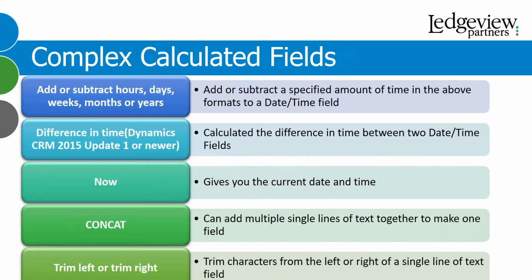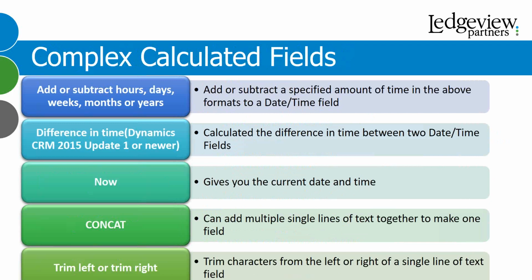Now, complex calculated fields, this is where it comes into utilizing the date and time fields. So you can actually add or subtract hours, days, weeks, months, or years from a field. So basically you're adding a specific amount of time to a date and time field and then displaying that date and time. Now, difference in time, this must be set up as a number field, because you're calculating the difference between 2 date and time fields. For both of these, the date and time formats must be set up the same. They really need to be set up in the exact same manner in order to use these calculated fields. Otherwise, you'll get an error.